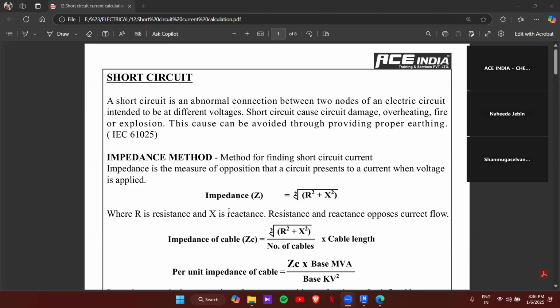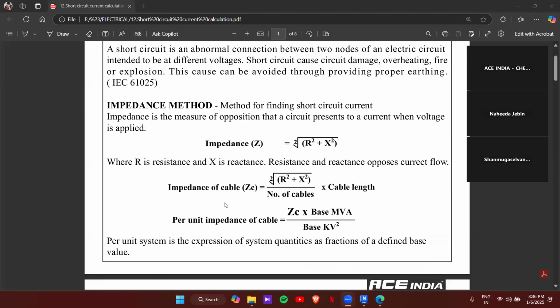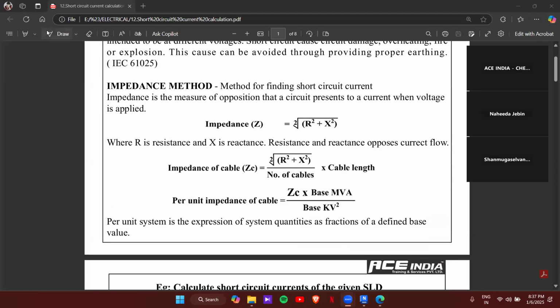So this is the method we usually follow to find out the short circuit calculation, the impedance method. Once we have the equation for impedance, if you consider a circuit or a system, we will have cables and we will have equipment. Suppose we consider our transmission system: the cables have a certain impedance, and the equipment, in that case the transformers, also have a certain impedance or resistance value.